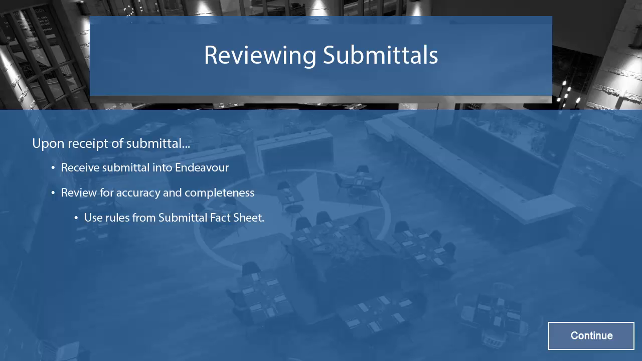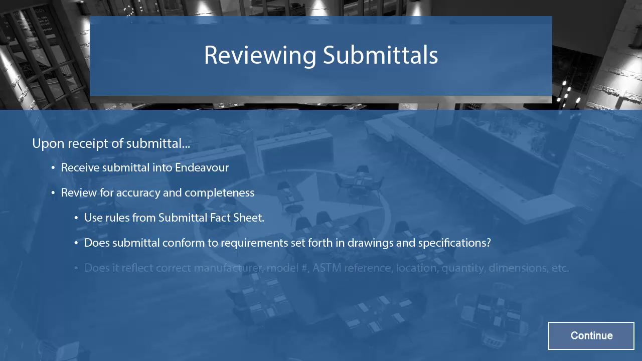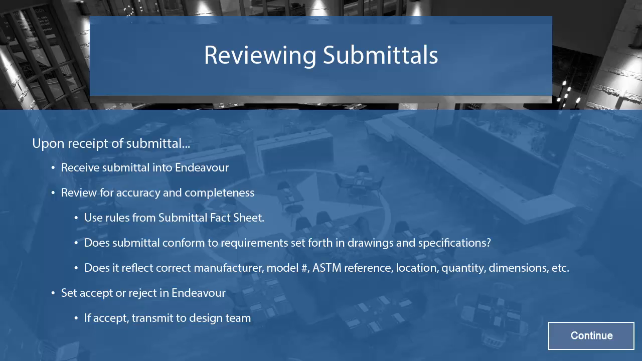At a minimum, you will need to determine if the submittal complies with the construction drawings and specifications insofar as it lists the correct manufacturer, model number, or ASTM reference, as well as possible location, quantity and dimension data. This is especially helpful in the case of shop drawings, which we will discuss in more detail shortly. If the submittal complies with the construction documents, you will then prepare the submittal to be distributed to the other members of the project team, and submit to the design team for approval.